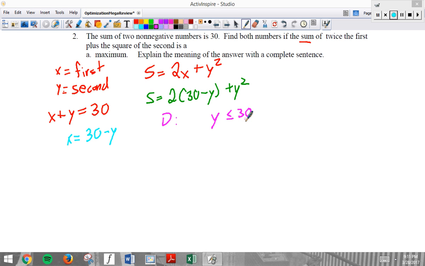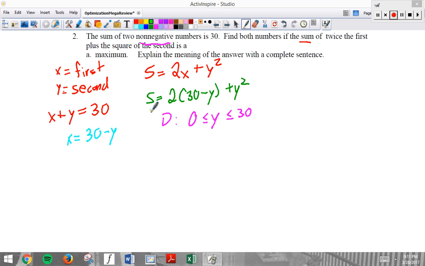Is equal to 30 okay? Yes, because x can be 0. That's allowed. And in fact, we know y has to be greater than or equal to 0. And both of those ends are based on that word non-negative. So both of these are possibilities.